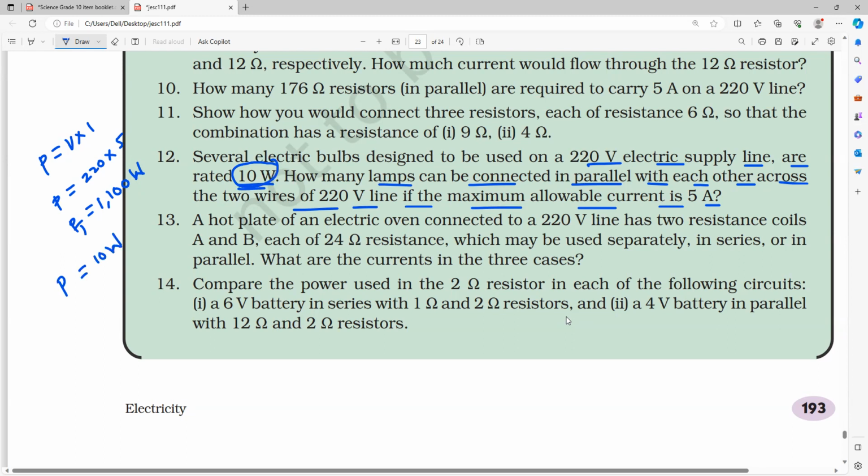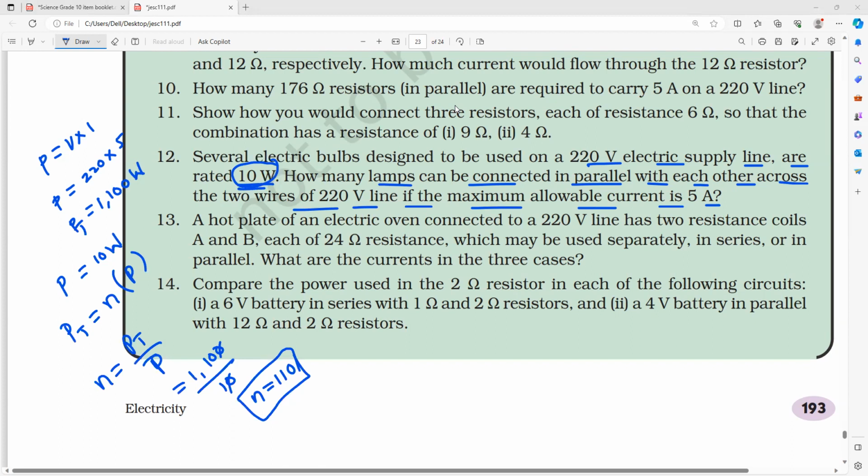Now we know that total power is equal to n times the individual power. So n is equal to total power divided by individual power, that is 1100 divided by 10. The 0 will get cancelled, so 110 bulbs. You might get this answer, even I have taught you to find it. Am I right, everybody?